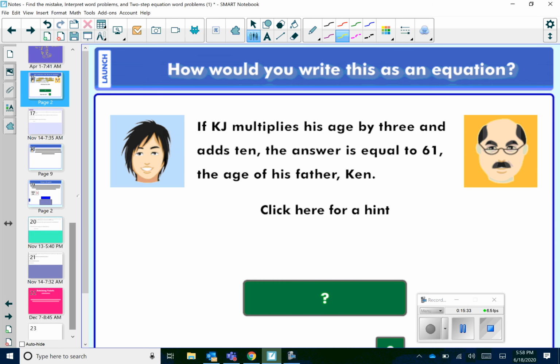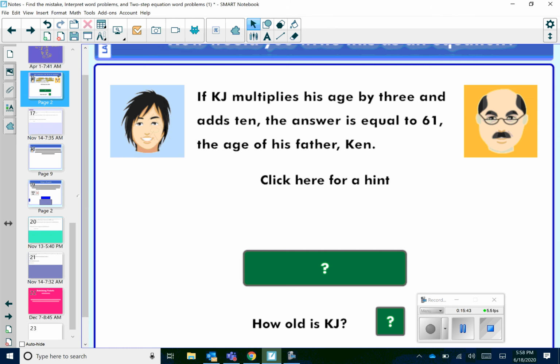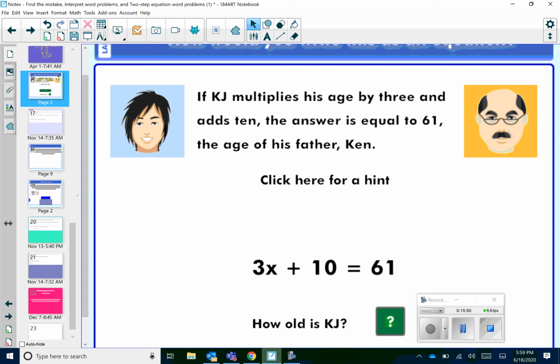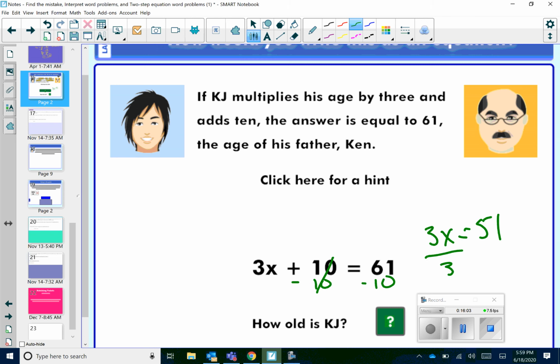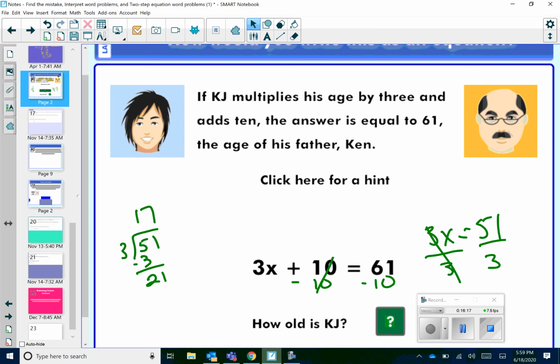Let's try another one. If KJ multiplies his age by 3 and adds 10, the answer is equal to 61. Well, he's going to multiply his age by 3. So 3 times whatever variable we want to use, which let's use x here. 3 times x, and then plus 10 equals 61. So if I were to solve this, first we'd subtract 10. That would leave me with 3x equals 51. And then when I divide through by 3, I'm going to be left with, well, 3 into 51. 3 goes in once, and 3 goes into 21 7 times. So that's going to leave us with an answer of x equals 17.